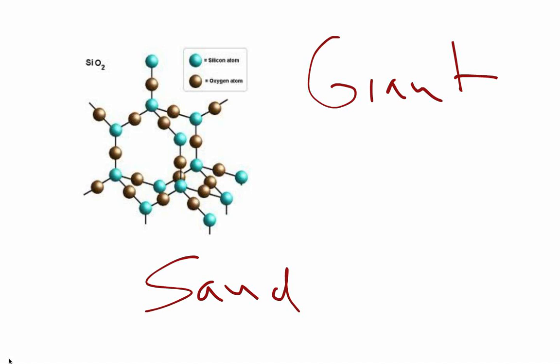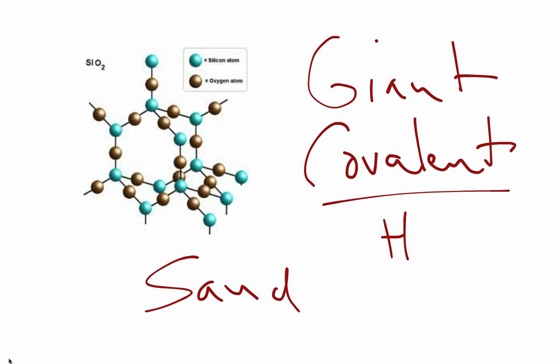Our other example of a giant covalent structure would be silicon dioxide, which is the primary component in sand. Again, it's also a giant covalent structure where it's going to have a very high melting point. Again, all sharing of electrons, but high melting points like we might see with ionic compounds.